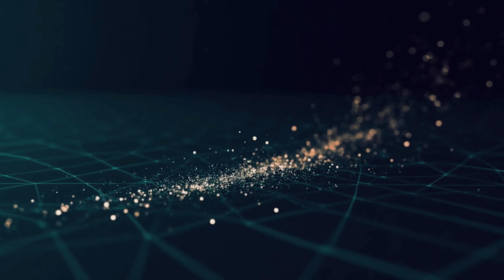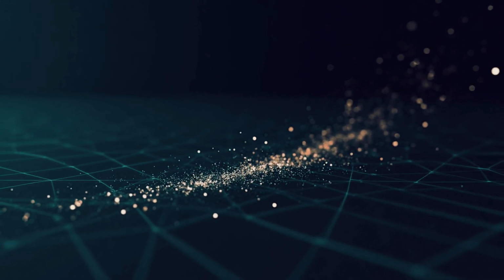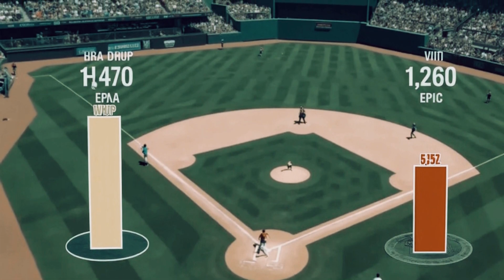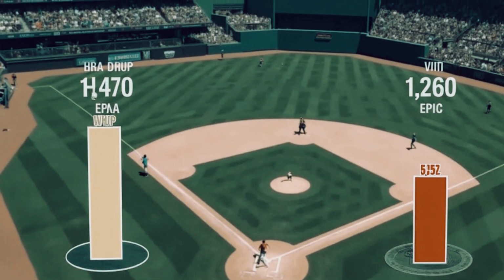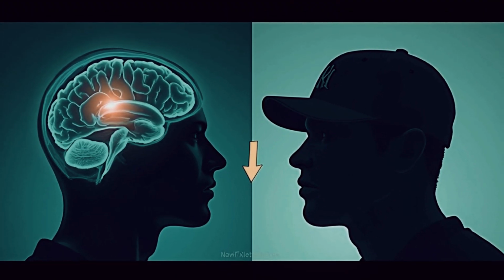A statistical anomaly occurs when a data point deviates significantly from the expected norm. In baseball, a pitcher's poor performance during a blowout game can represent a statistical anomaly. This anomaly may be attributed to psychological factors rather than a decline in skill.